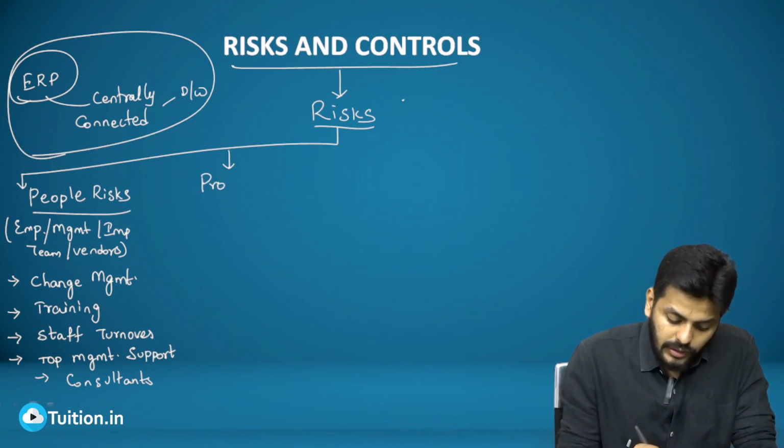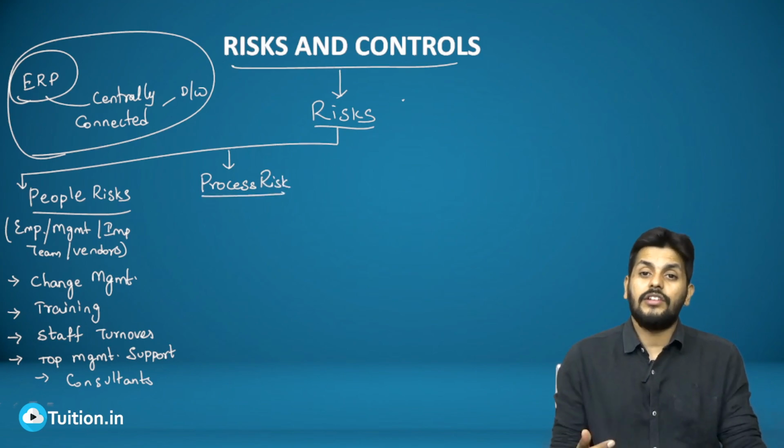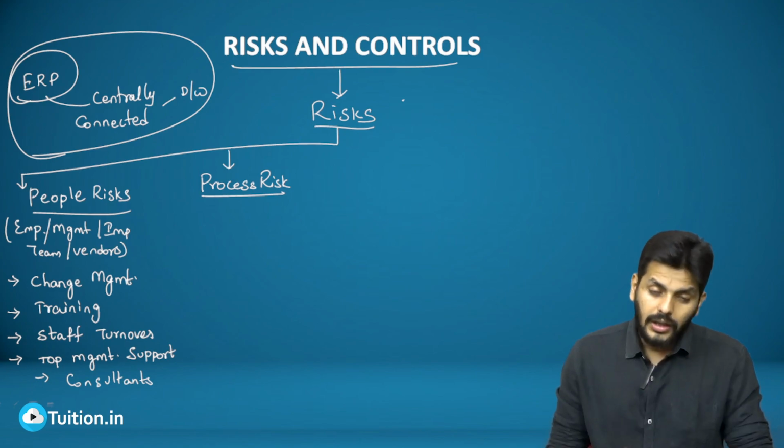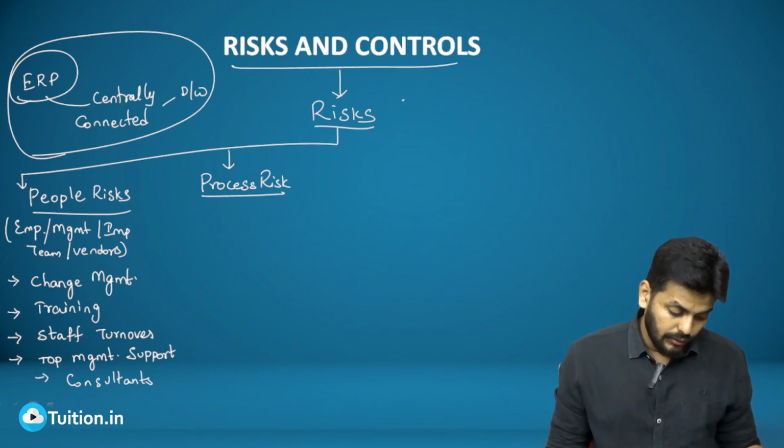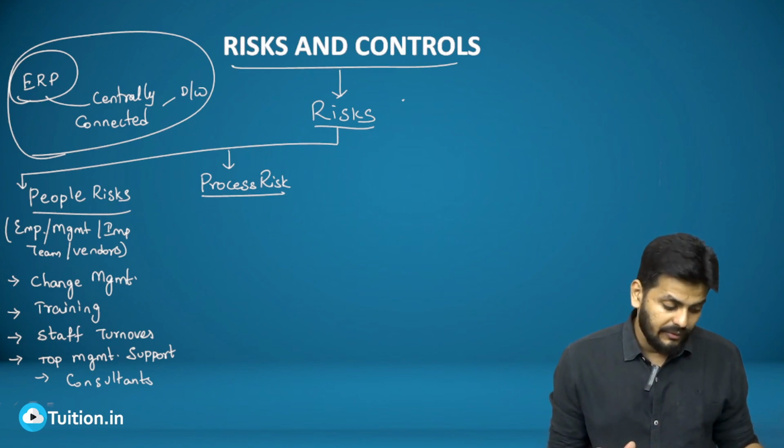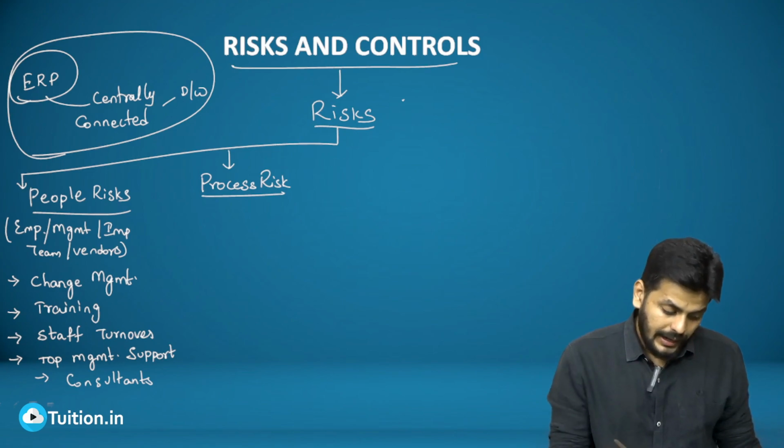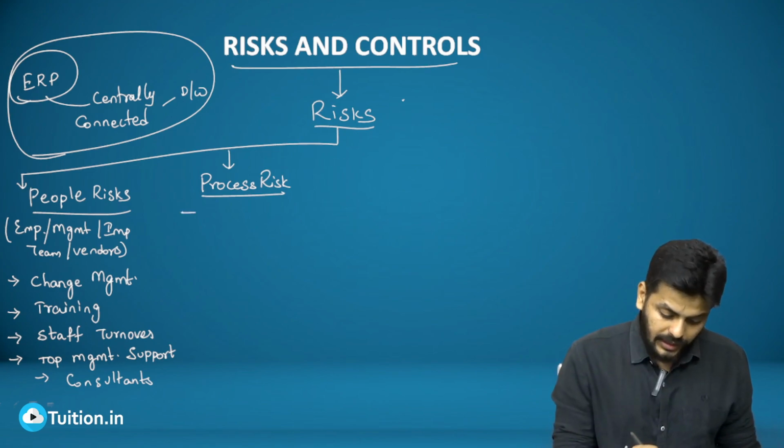Then the next risk is about process risk, which I believe is there in name only. If you automate a wrong process, or if you make an ERP do something wrong, then the entire thing can go for a toss. Which is why you have to be a little more careful in dealing with ERP. And what are the two process risks that we have?